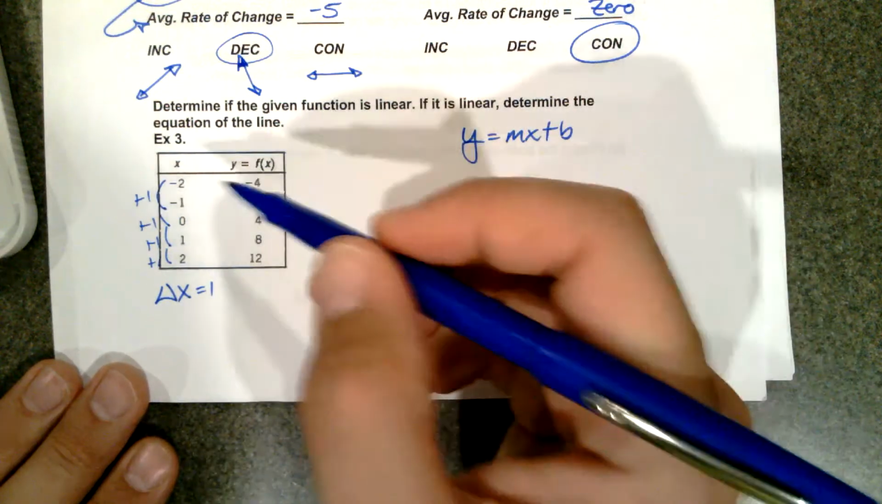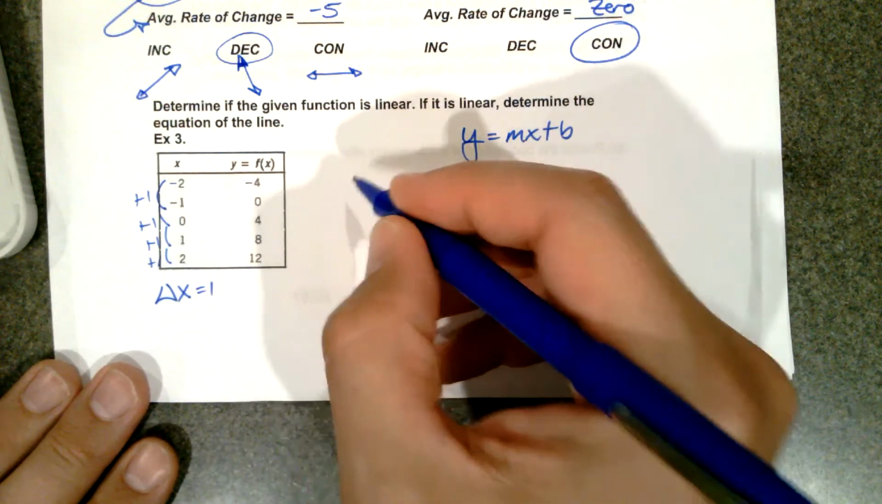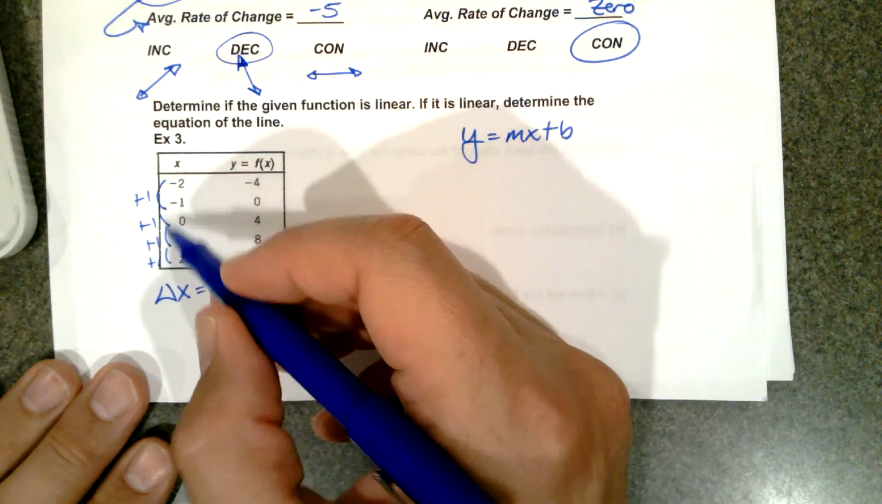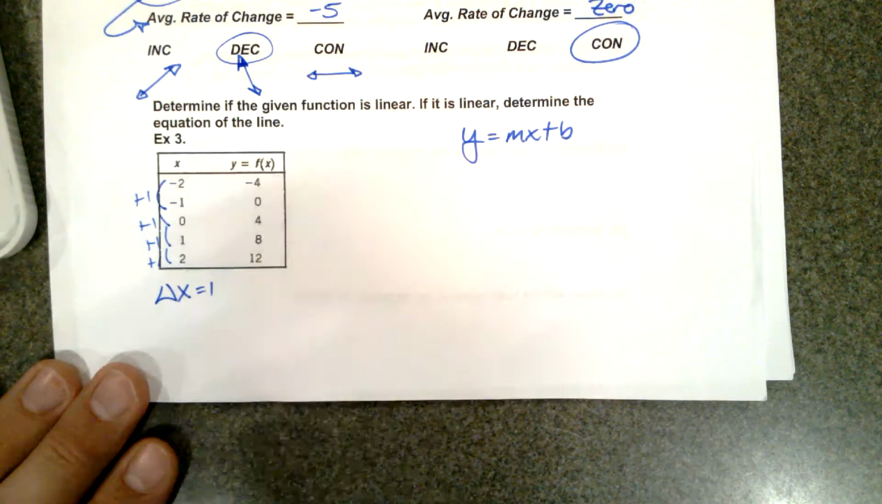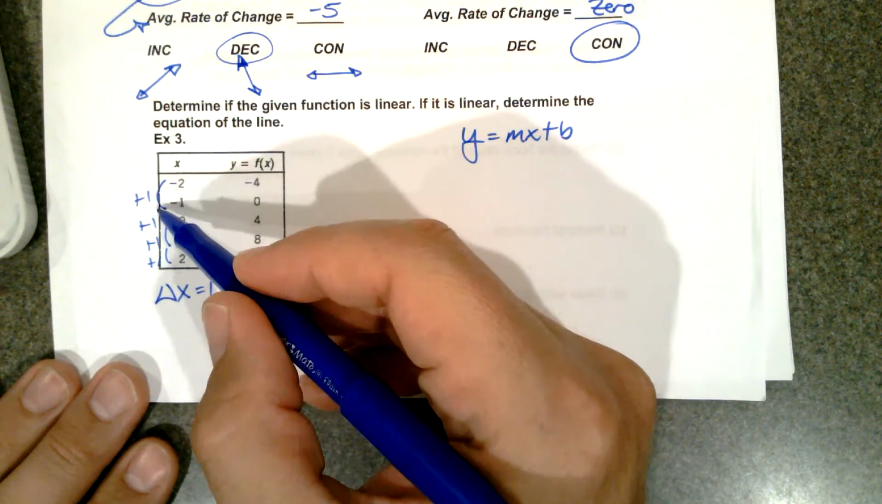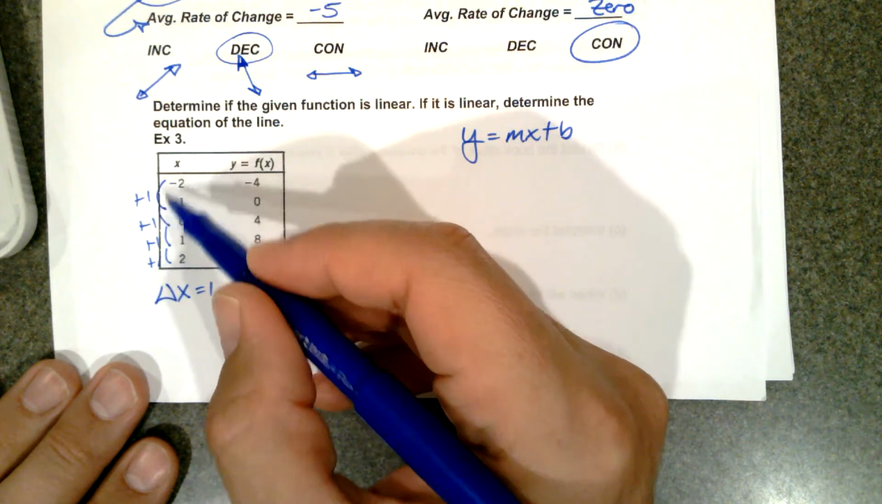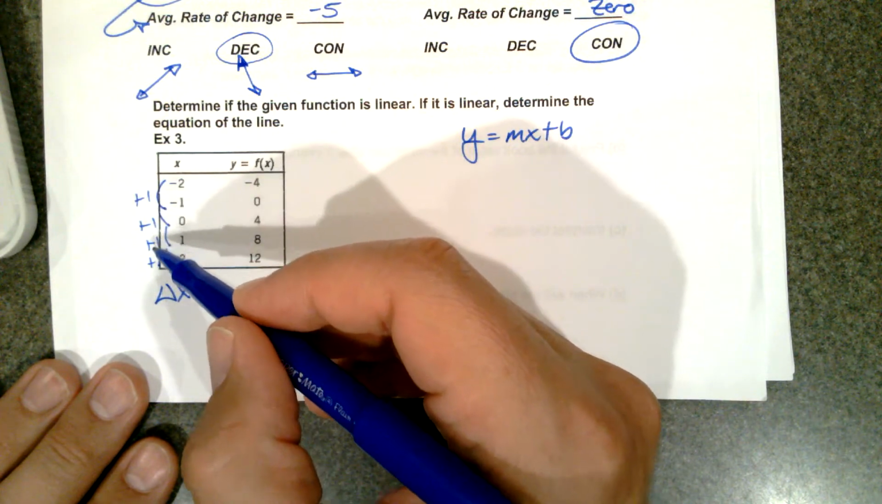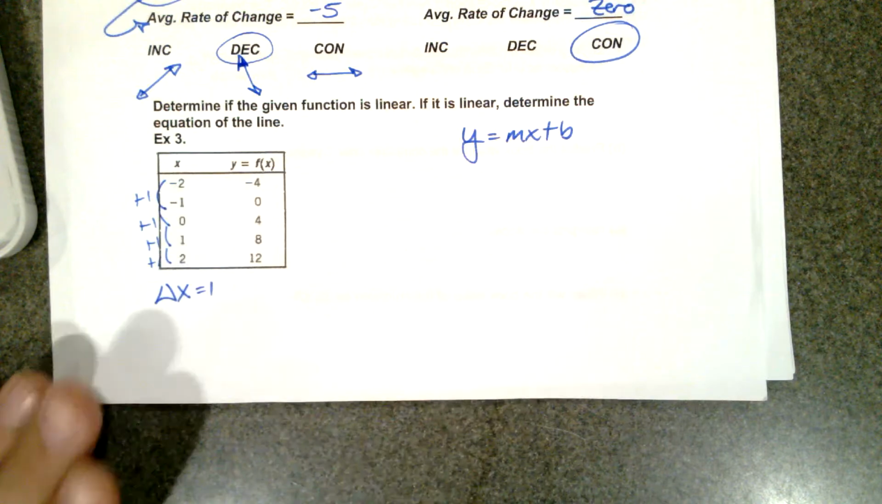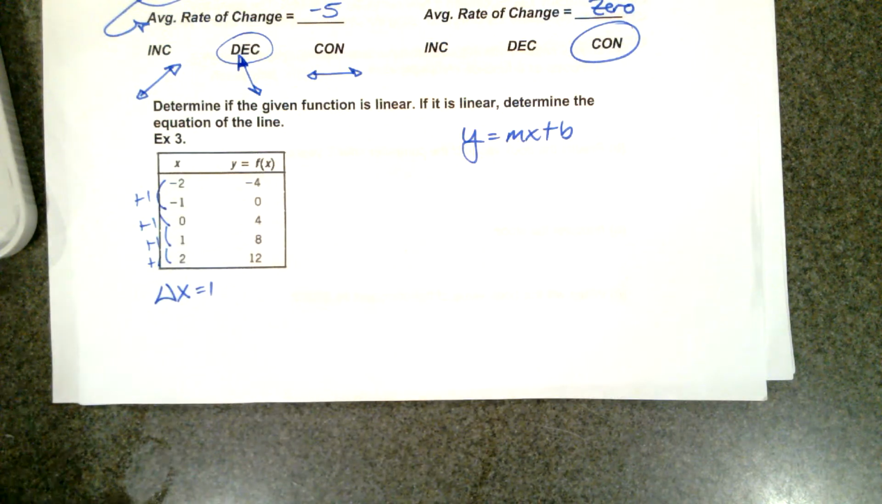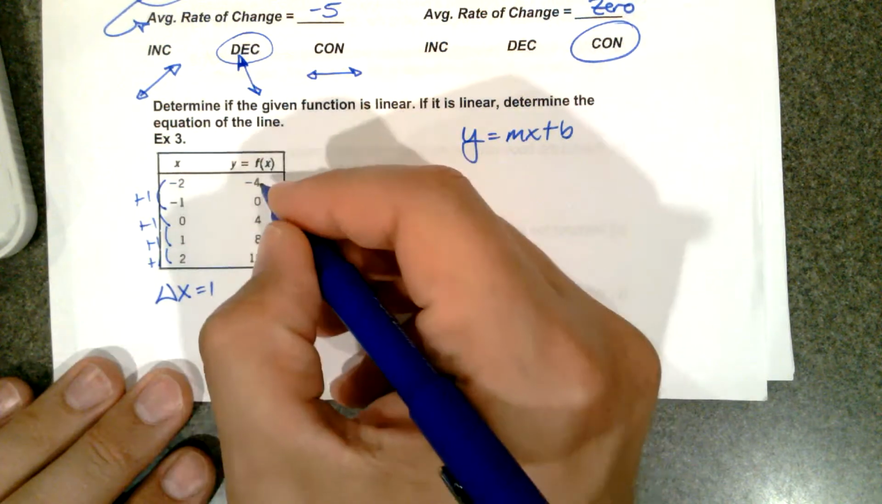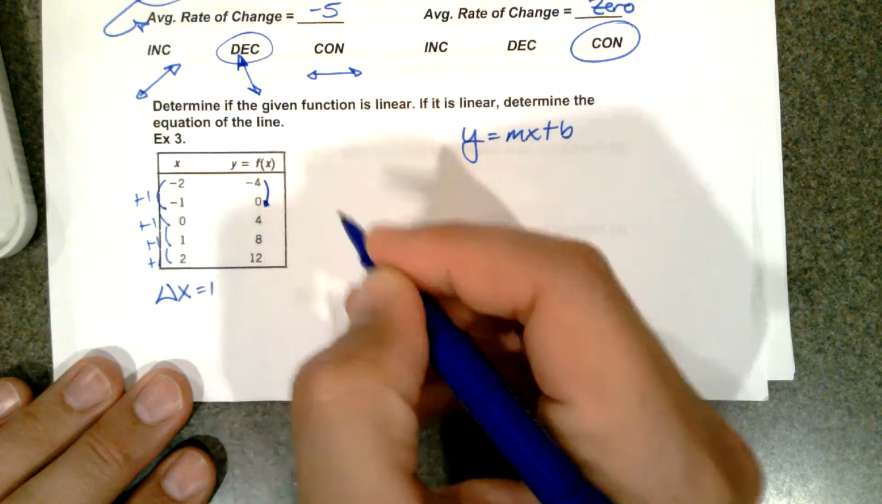And one way you can go about this is to look and see if the change in x is the same. So as you see, this is stepping up 1 each time. +1, +1, +1, +1. We call that the change in x. Change of x is 1. And if the change in y is the same as well, then we're good to go.